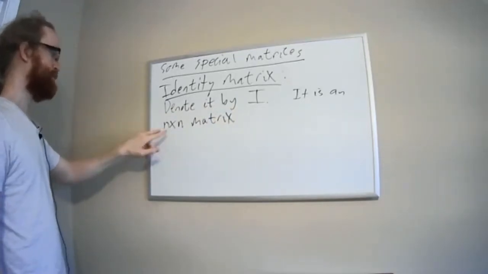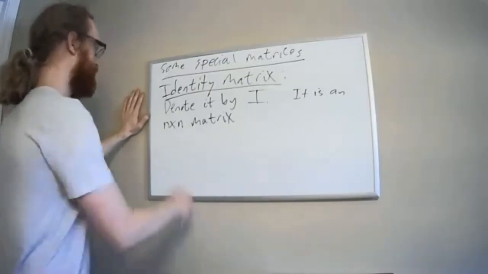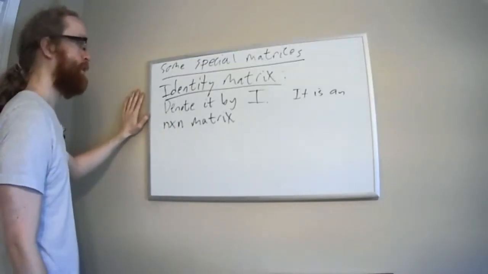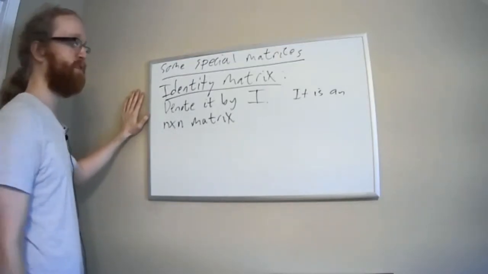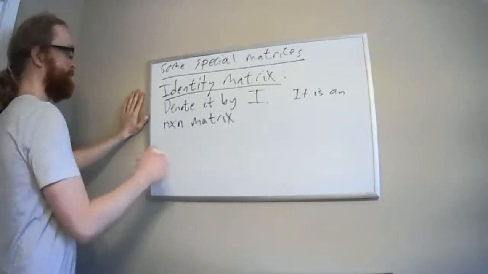So it's a square matrix, and it has the same number of rows as it does columns. And the n can change depending on what the context of the problem is. So if I'm dealing with matrices with 3 rows and 3 columns, then my identity matrix will also have 3 rows and 3 columns. So just bear that in mind.